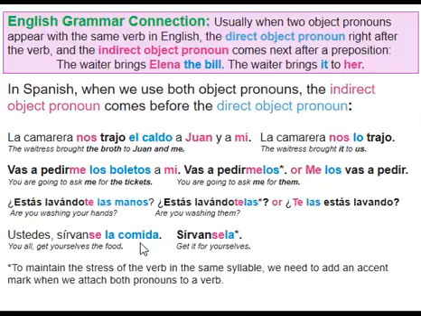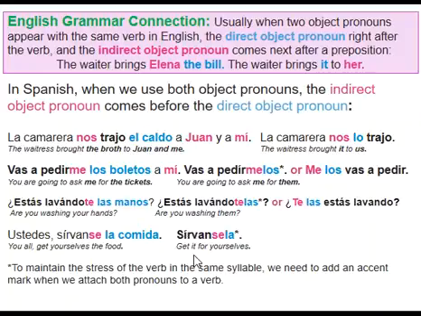With positive commands, the pronoun always goes attached at the end. See? So, sirvan, verb, se, indirect object pronoun, la, direct object pronoun. Sírvansela. You see, in just one word, right? We have the verb, the indirect object, and the direct object. See? Notice again that accented verb.